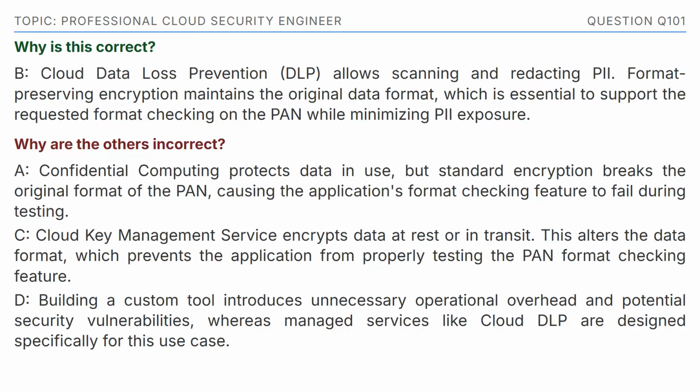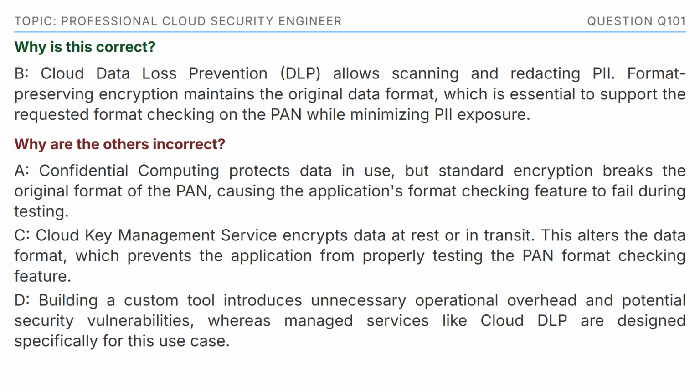Why is this correct? B. Cloud Data Loss Prevention, DLP, allows scanning and redacting PII. Format preserving encryption maintains the original data format, which is essential to support the requested format checking on the PAN while minimizing PII exposure. Why are the others incorrect? A. Confidential Computing protects data in use, but standard encryption breaks the original format of the PAN, causing the application's format checking feature to fail during testing.